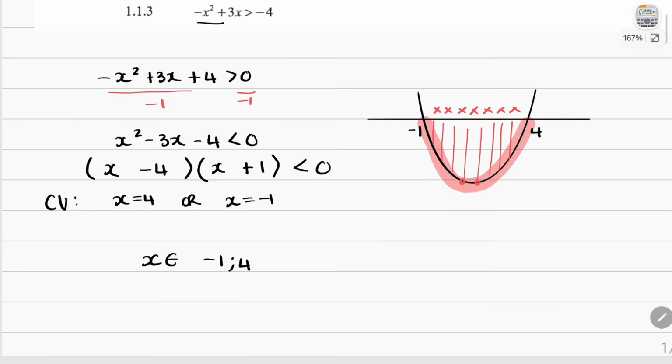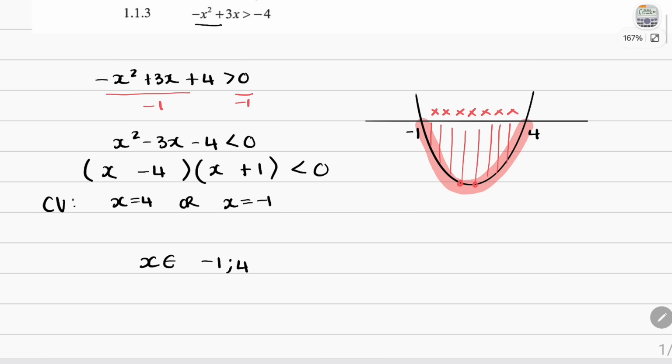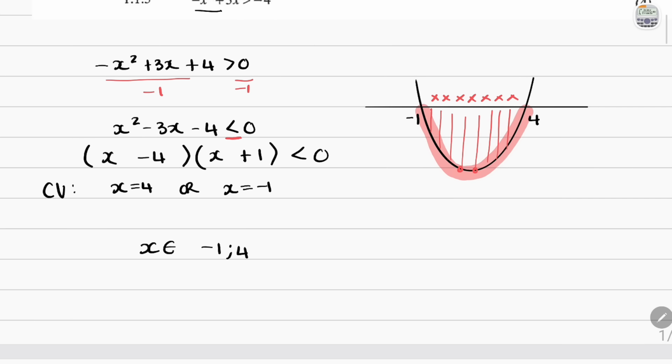Now with the brackets, you see that they simply said less than 0. They didn't say less than or equal to 0. If they said less than or equal to 0, then you would also have to consider the x values that make this expression equal to 0. Those x values would specifically be 4 and -1. If you take 4 and put it into this equation as an x value, you'll get 0, and if you take -1, you will also get 0. But they didn't say less than or equal to 0. They simply said less than 0.